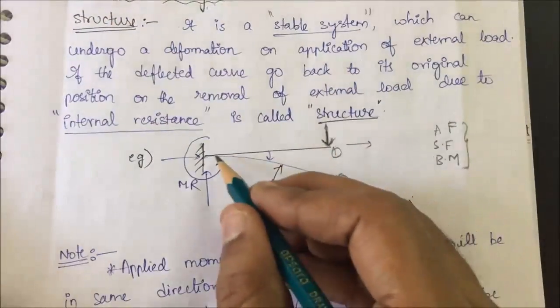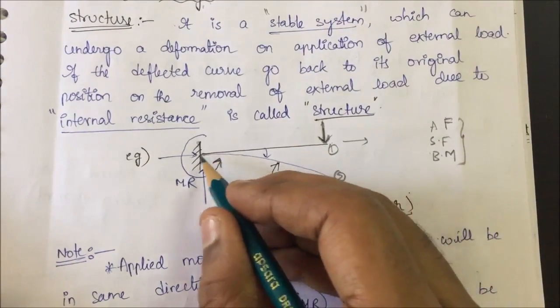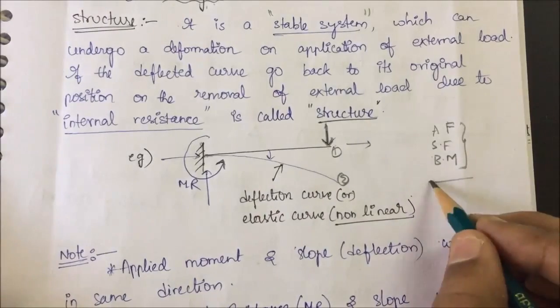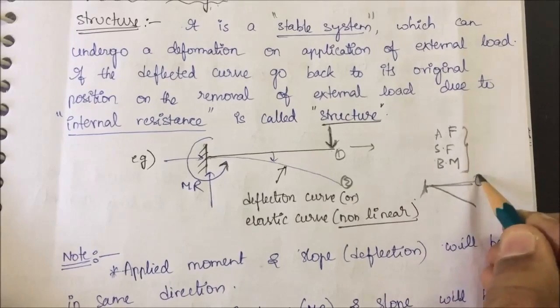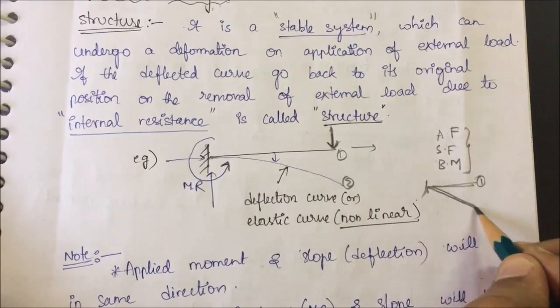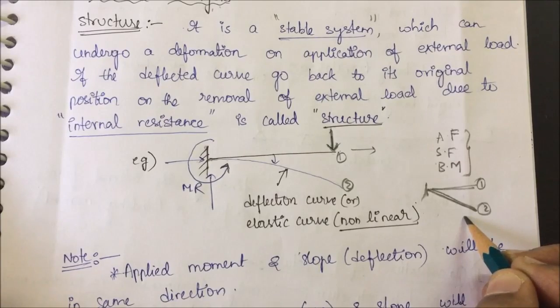So here you can see the deflection curve. It is not straight, it is non-linear. It is not a linear curve. Linear means something like this. So initially it was like this, and when the load is applied it has deflected into a straight line like this. So if it goes like this, now you can't call it a structure.